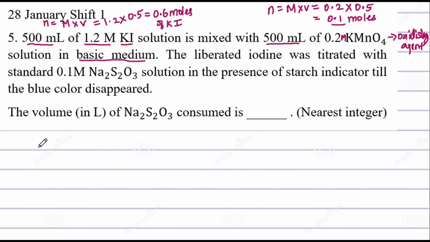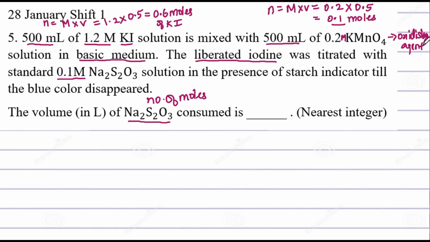So for the volume of Na2S2O3 consumed, you need to know the number of moles of Na2S2O3 because the concentration is already mentioned in the question. So how many moles of Na2S2O3 are consumed? You have to know that. For knowing that, first you have to know the number of moles of iodine that is formed in the first reaction. So now let us see the first reaction.